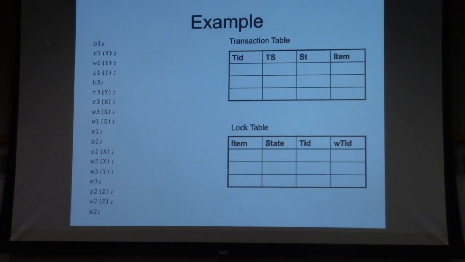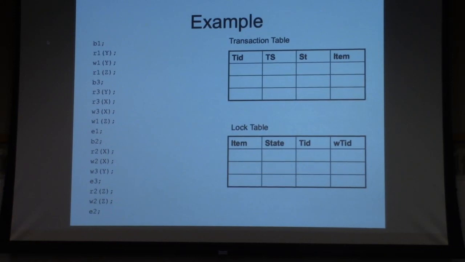And also you can see the B, begin. It's a begin transaction. And you can see the E, end. So I think that you can easily guess. And also you can see the Y, Z, X like that. It's a database object. It can be a table, it can be a value, it can be a record. It doesn't matter. Okay. So this is the example, a sequence of the database operations.